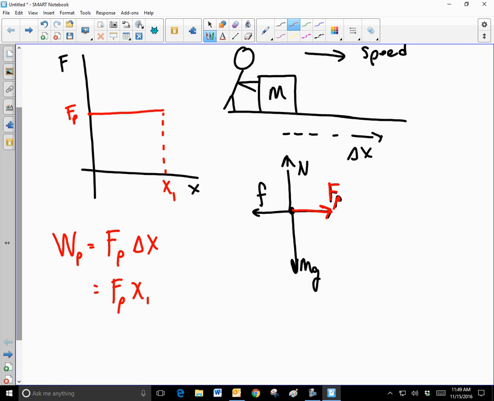Now, would you also agree that F is the height of this rectangle and x1 is the base of that rectangle? And so therefore, F times x1 is the area of that rectangle. And so we could say that the work done is equal to the area of that rectangle.